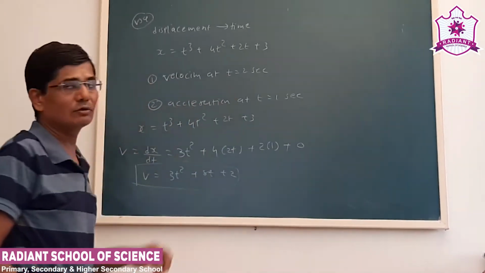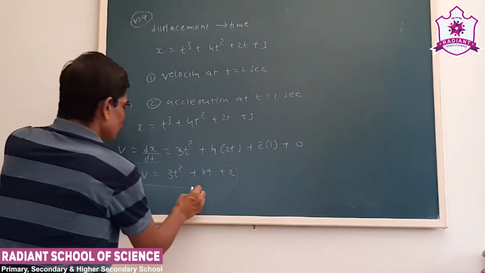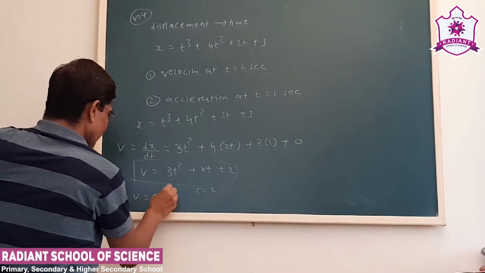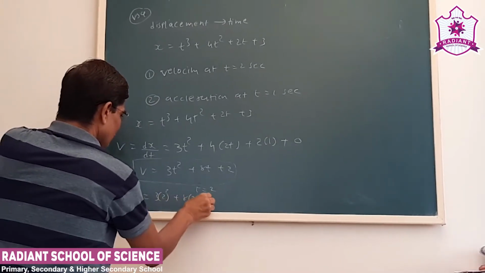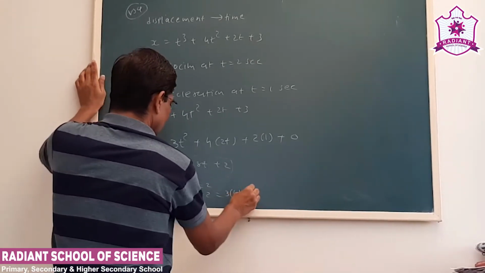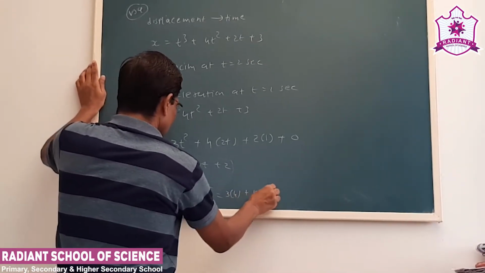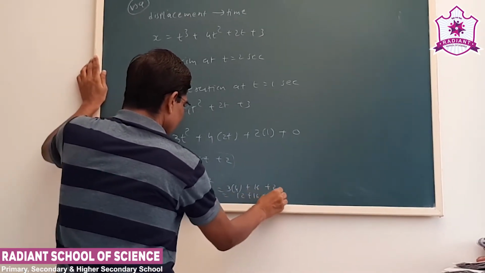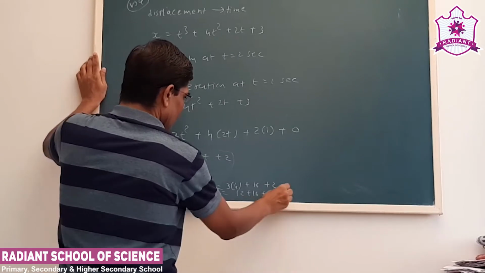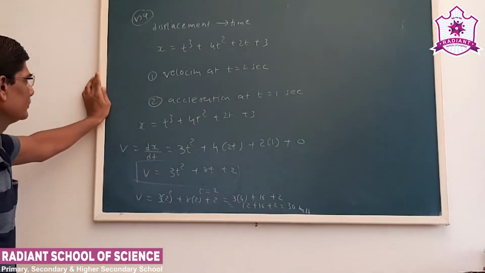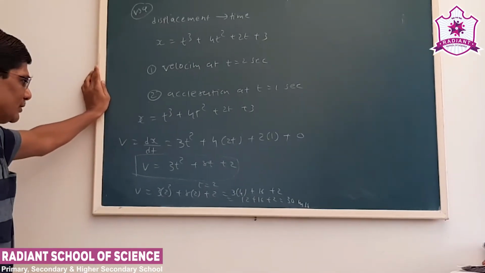Now we have to find out the velocity at t equal to 2 seconds. So v is equal to 3 into 2 square plus 8 into 2 plus 2. That is 3 into 4 plus 16 plus 2. That is 12 plus 16 plus 2, which is 30 meter per second. So this is how we can obtain the instantaneous velocity at t.